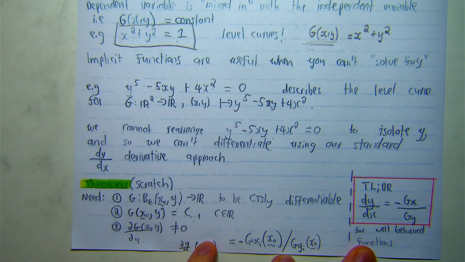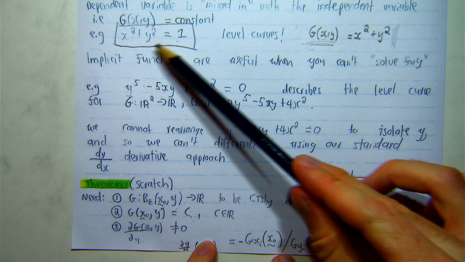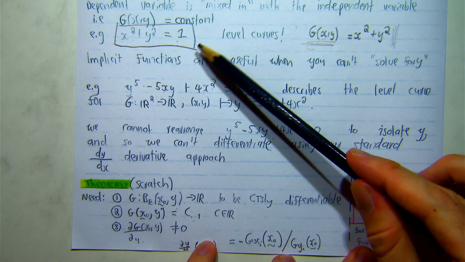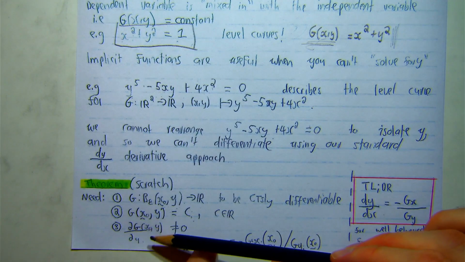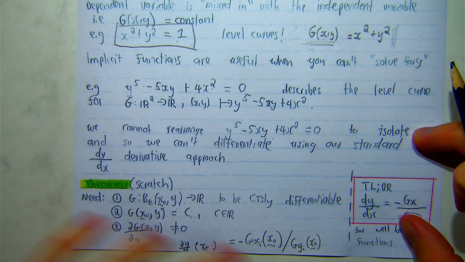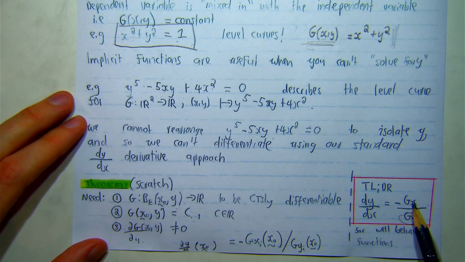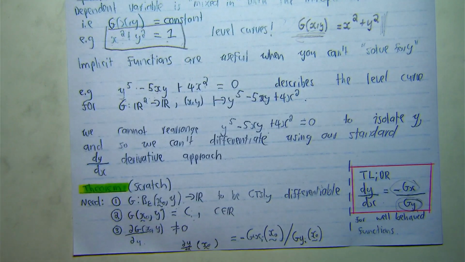So that's it. So those are the three things. One is that it's continuously differentiable in the neighborhood that you're looking at. Two is that you can fix it equal to a constant so that you actually get a defined level curve. And three, that the derivative with respect to the one that goes on the denominator is not 0. That's it. And then if you do that, you've got dy on dx is equal to the partial derivative with respect to x divided by the partial derivative with respect to y, with the minus out the front.